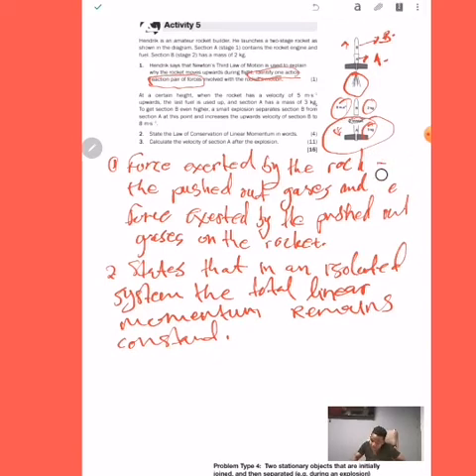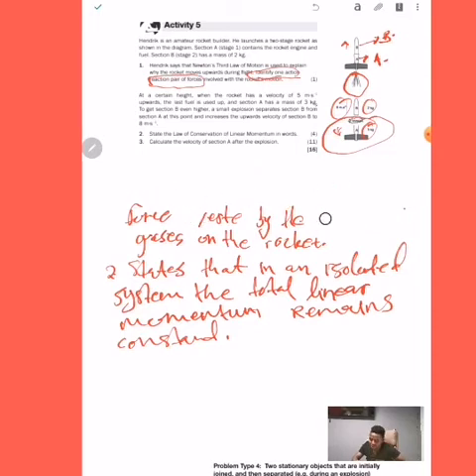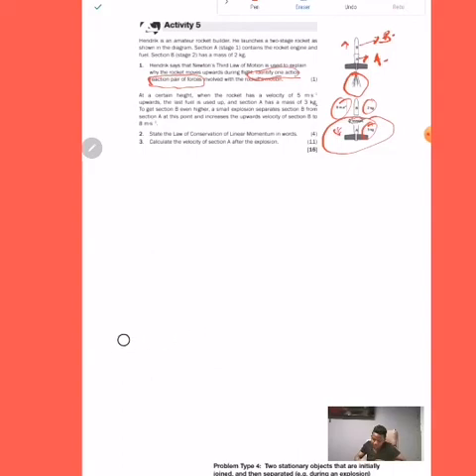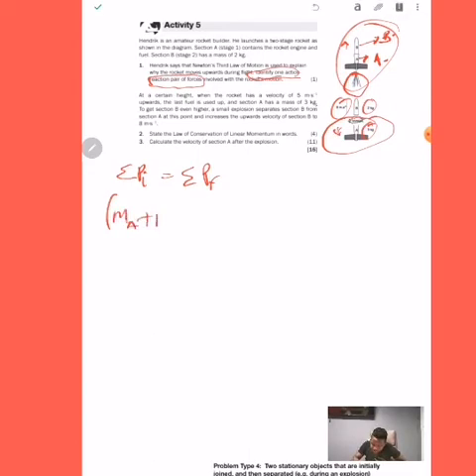So let us erase this so that we will have enough space for our calculation. Okay, so let us write down our formula, which is the sum of the initial momentum is equal to the sum of the final momentum. So what we get here is that the rocket initially has a mass that can be written as the mass of A plus the mass of B. Section A and Section B are initially moving as a unit, so they are sharing the same initial velocity.